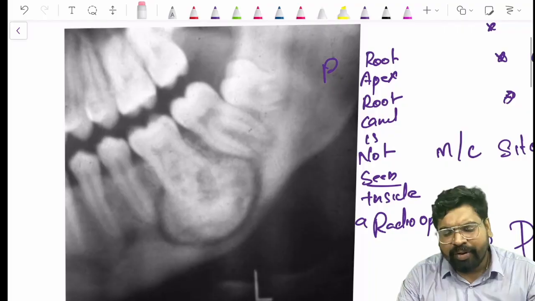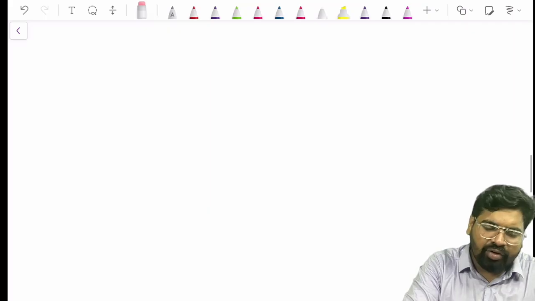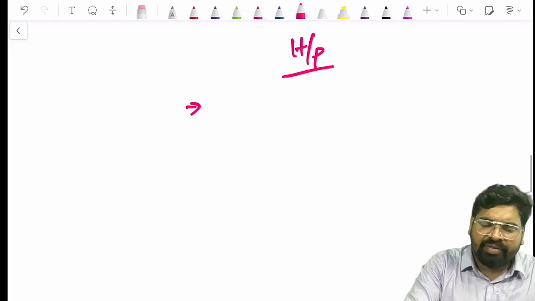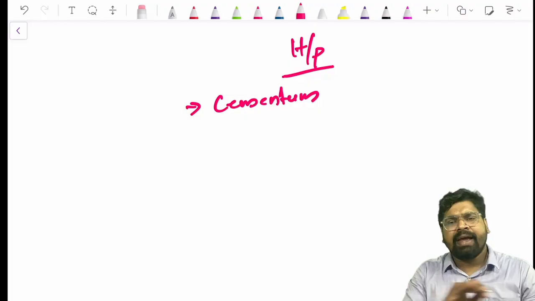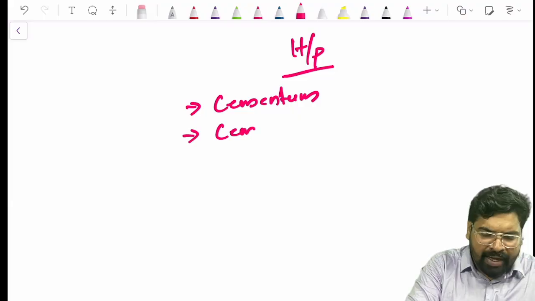In the histopathology, there is nothing much. What you are going to see is cementum, so much cementum deposited layer by layer. You see so much cementum, and you will see cementoblasts.